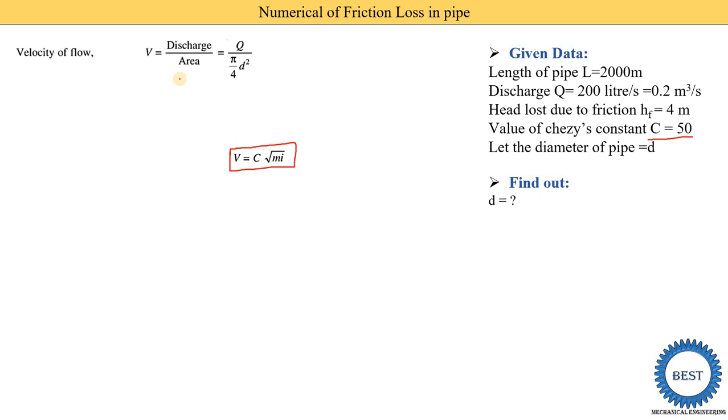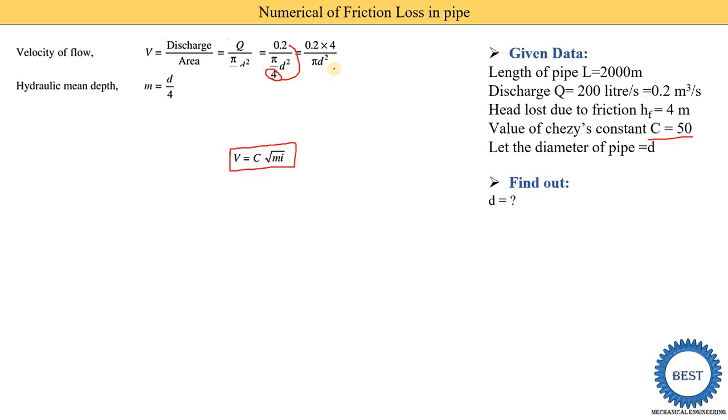Velocity of flow V is equal to discharge divided by area. Discharge is Q, and the area of the pipe is pi by 4 d square. Here Q is given, so we put the value of Q, Q is equal to 0.2, and we need to find D, so the value of D is not there. We simplify this equation, taking the 4 in the upper part. So it is 0.2 into 4 divided by pi d square. This is the value of V.